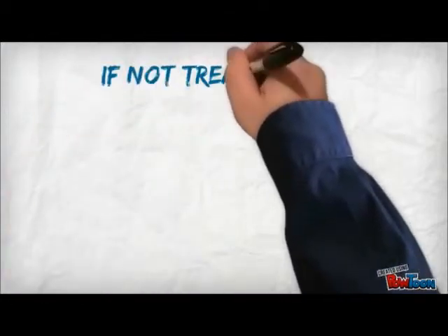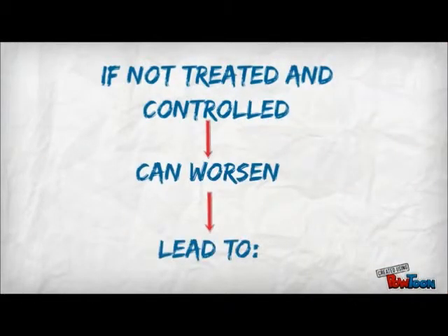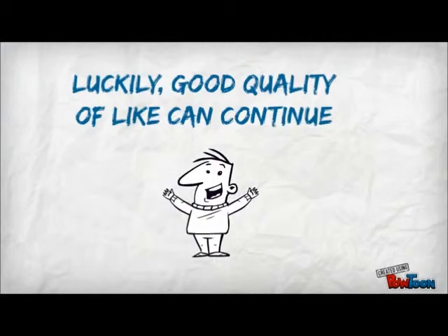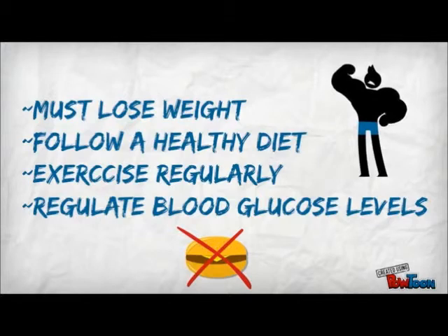If not treated or controlled, type 2 diabetes, a progressive disease, can continue to worsen and can eventually lead to the need to take insulin injections, much like type 1 diabetes. Luckily, a good quality of life can still be achieved through dedication to managing their disease. This means someone with type 2 diabetes must lose weight, follow a healthy diet, exercise regularly, and monitor their blood glucose levels.